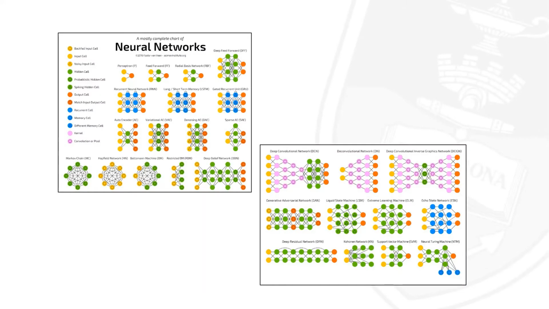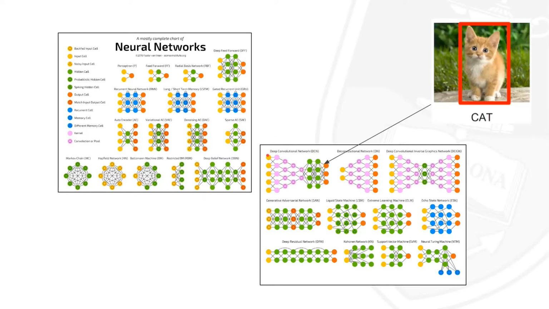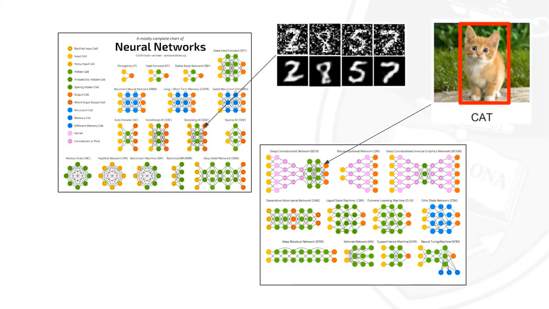There are many different neural network architectures, as you can see in these diagrams. Each one of them has a specific purpose and specific function. For example, the deep convolutional neural network has been specifically designed to classify objects. The convolution works specifically well with images. So it has been designed to classify images, as you can see in this example. The denoising autoencoder has been designed to remove noise from an image.